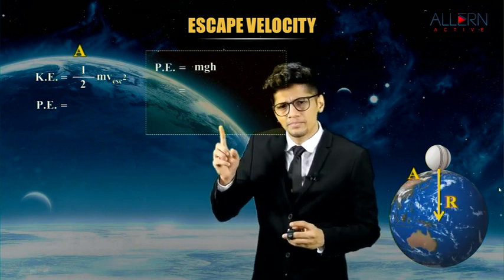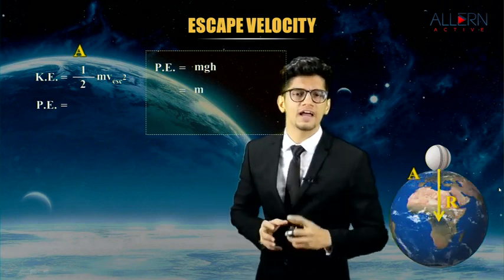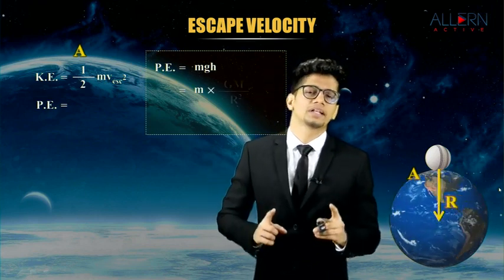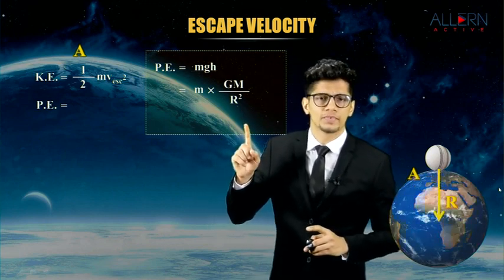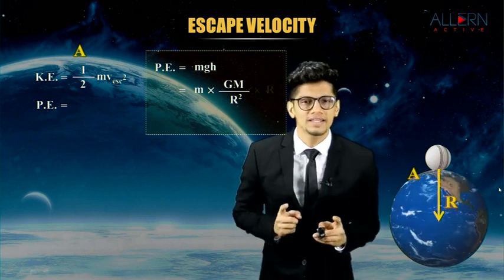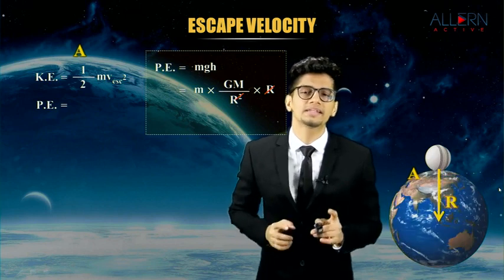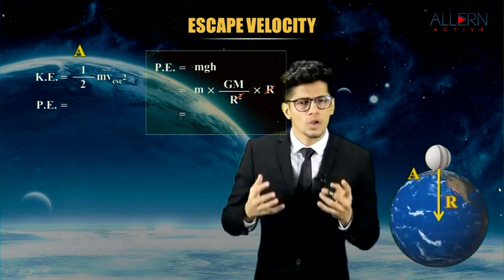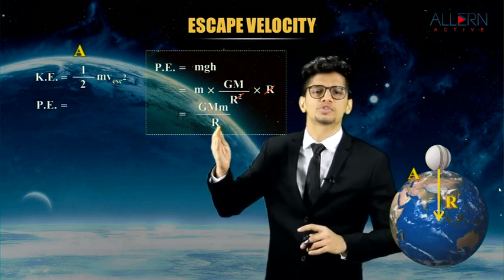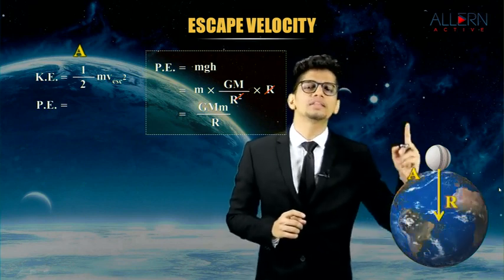So here, small m remains small m. But do we have the formula of small g? Yes, we have. We have everything in capital in small g, right? That is capital G, capital M upon capital R square. And we know that the height at this surface is R. That means instead of h, we write capital R. So this R and this square get cancelled. What remains is g, m upon R. We can also write it as g, m, m upon R, which is capital G, capital M, small m upon capital R.